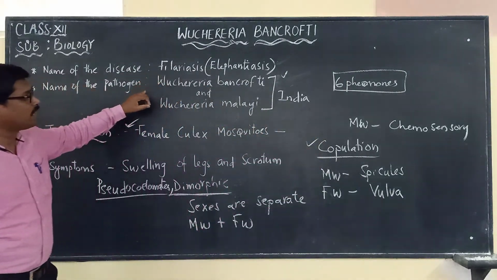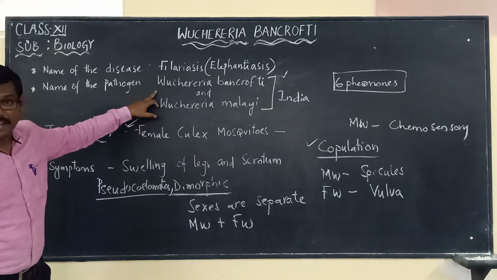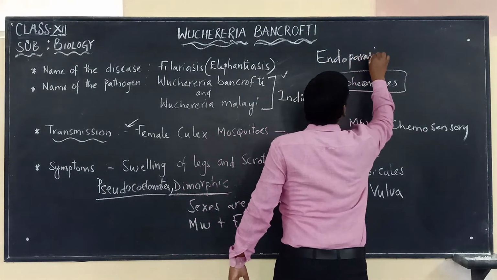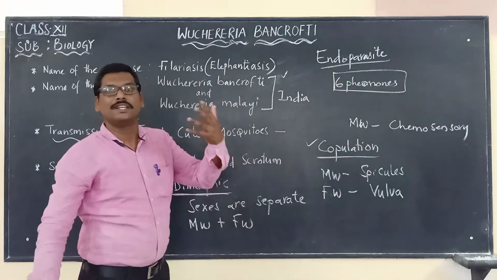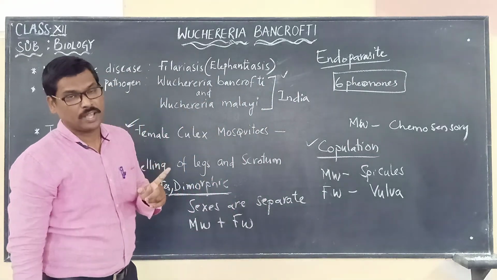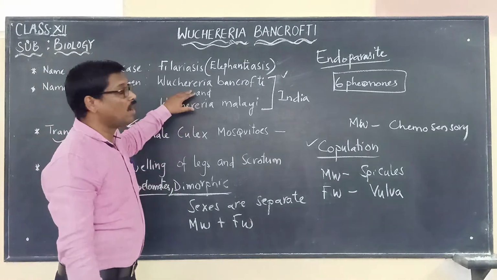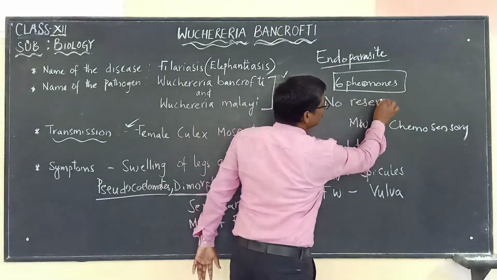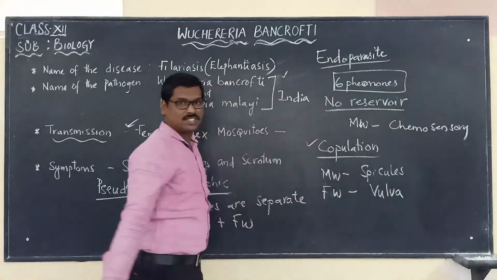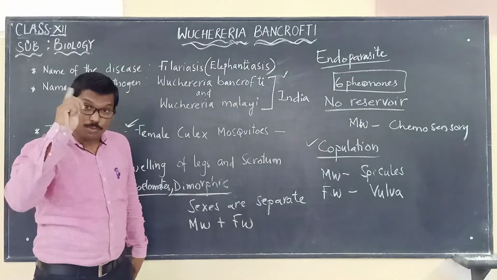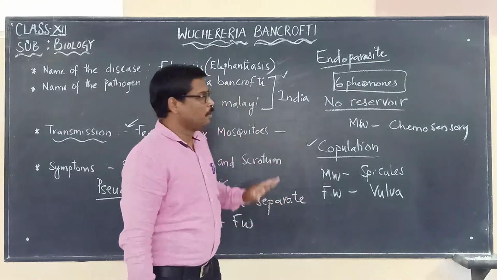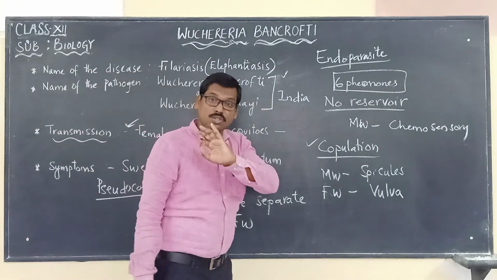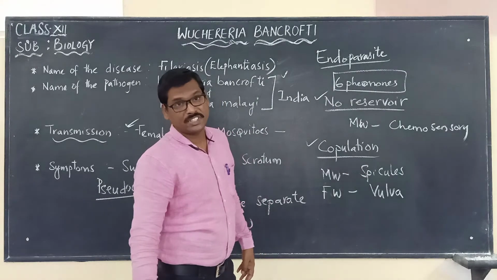If you are looking at Wuchereria bancrofti, it is an endoparasite. Endoparasite means what? It lives inside the host. Another interesting point regarding Wuchereria bancrofti is that there is no reservoir. In some diseases, for example for the malarial parasite Plasmodium, we said the monkey is the reservoir. But for this pathogen, Wuchereria bancrofti, there is no reservoir present.